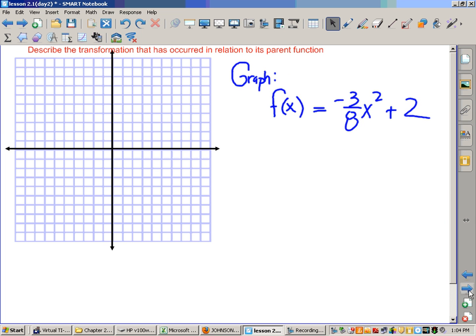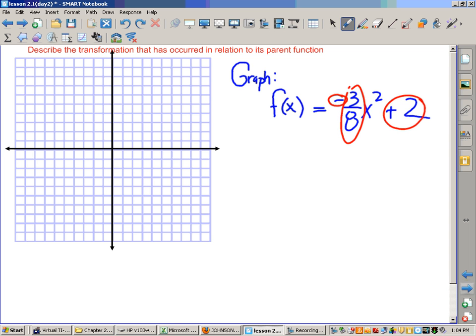Discussion right there. What's occurring in this transformation to the parent function f of x equals x squared? All right, 3 things occurred. I heard translate up 2. I heard that was up 2. Reflected over the x-axis. Now the question is, is this vertical or is this a horizontal?